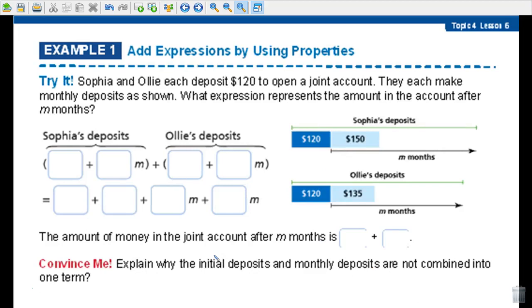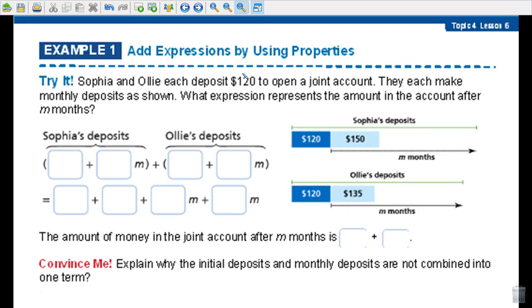Sophia and Ali each deposit $120 to open a joint account. They each make monthly deposits as shown. What expression represents the amount in the account after M months? Okay, so they both make an initial deposit of 120. That's one time. That is not monthly, okay?